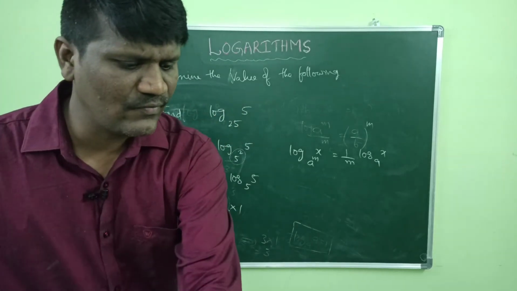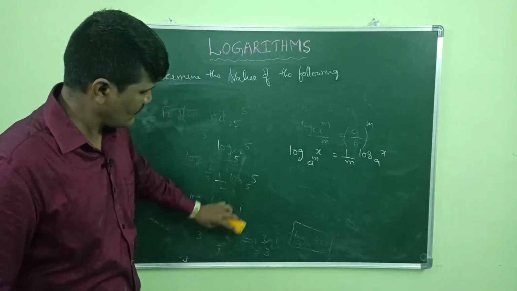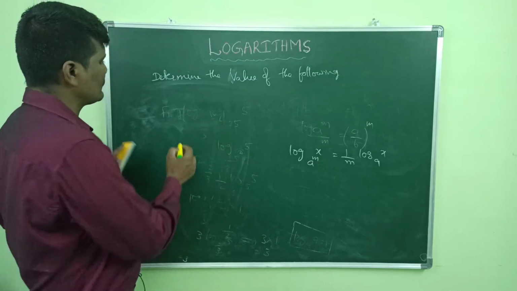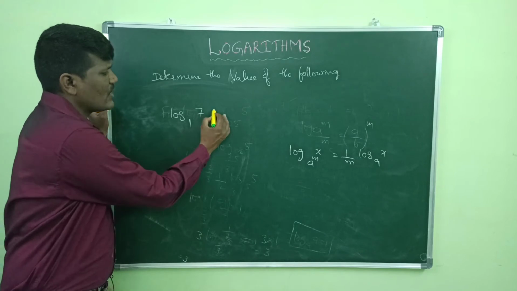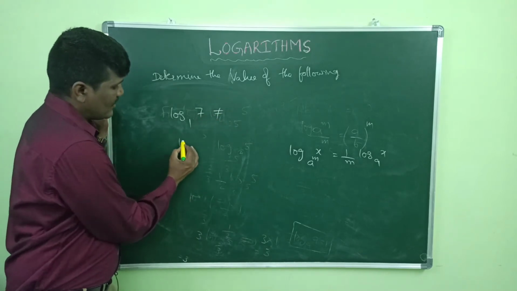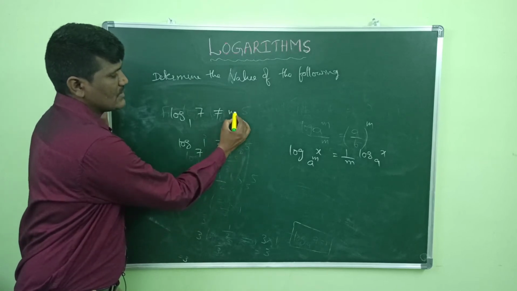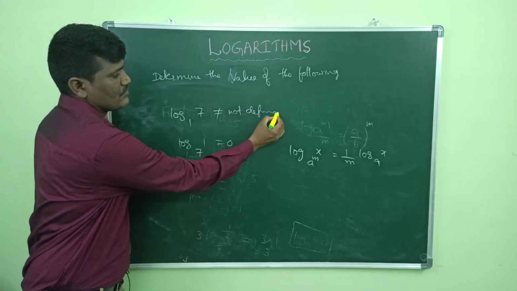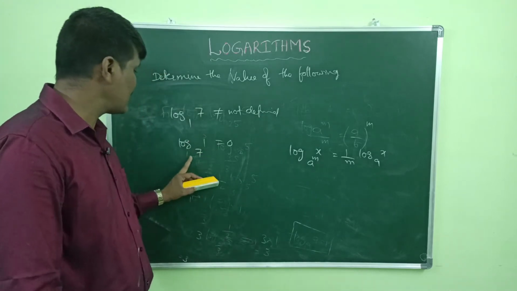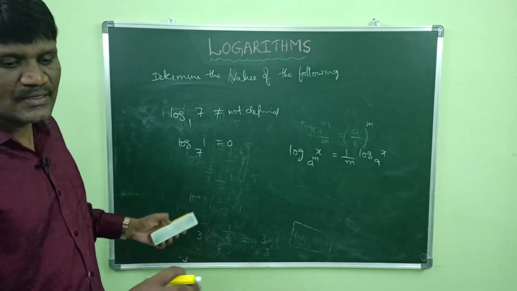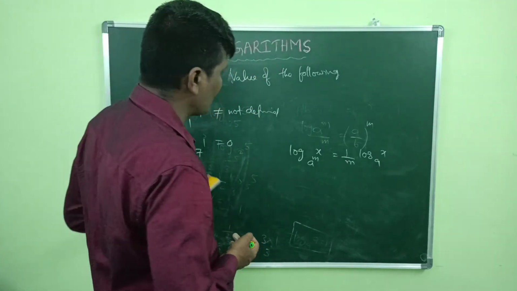So next we'll see one more problem. What is the value of log 7 to the base 1? Is not defined, and log 1 to the base 7 is equal to 0. Whatever the base, the log 1 value is 0. So the next problem which we are going to see is log root x.